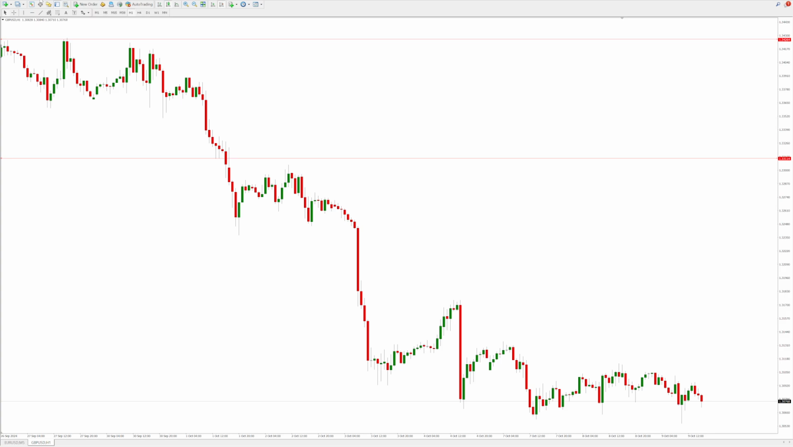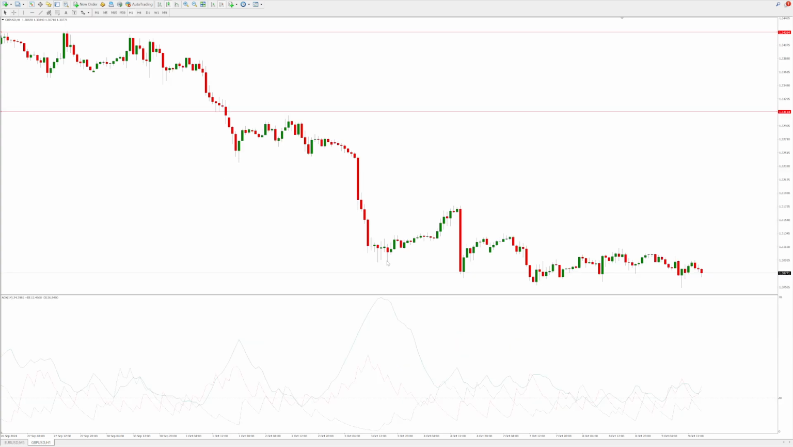We can use other indicators to give us an idea of the strength of the trend. The ADX is a popular indicator for trend trading. Basically, if the red line of the ADX is above the green, it signals that we're in a downtrend.